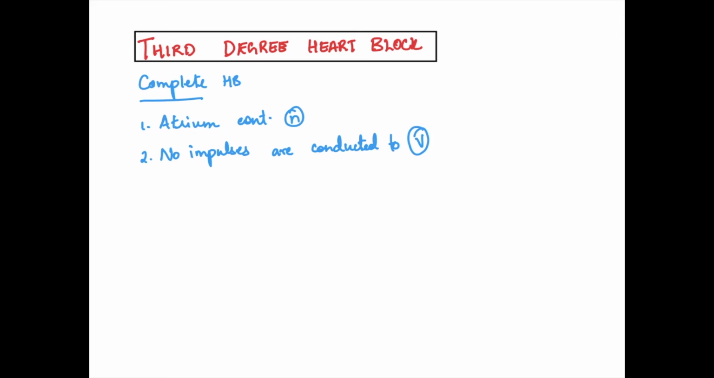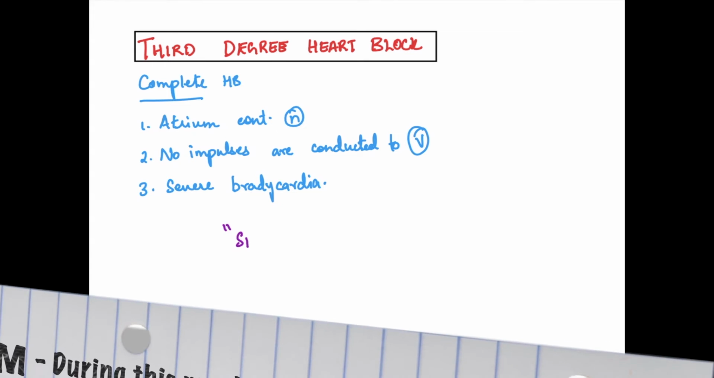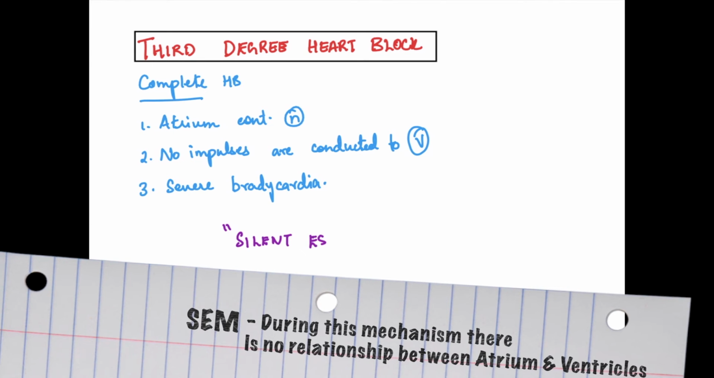And not only these two, the patient will be having severe bradycardia. The length of the RR interval you'll be finding in a complete heart block is very, very large, which means that the heart rate of the patient will be very low, less than 50, most probably. It's because the ventricles aren't in pace with the atrium, but ventricles contract in a special type of mechanism which is called the silent escape mechanism. The ventricles contract by a mechanism which is called silent escape mechanism.